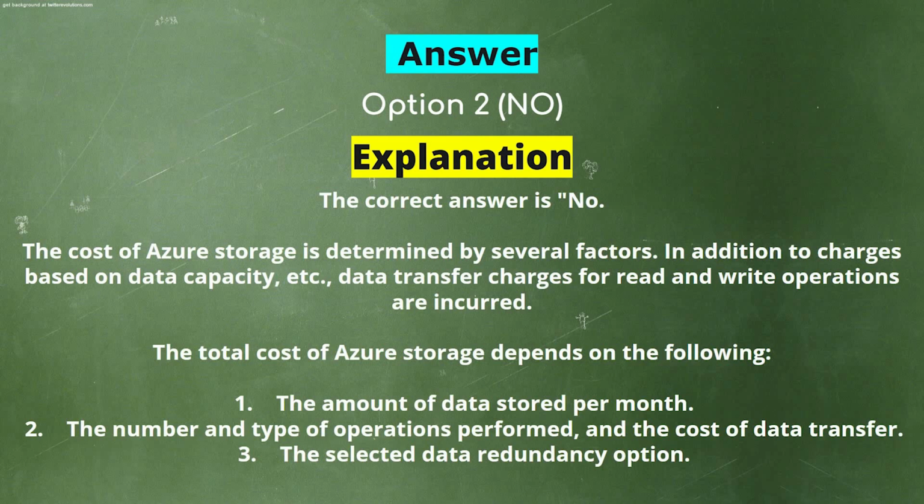The cost of Azure storage is determined by several factors. In addition to changes based on data capacity, etc., data transfer charges for read and write operations are incurred. The total cost of Azure storage depends on the following. Number 1, the amount of data stored per month. Number 2, the number and type of operations performed and the cost of data transfer. Number 3, the selected data redundancy option.